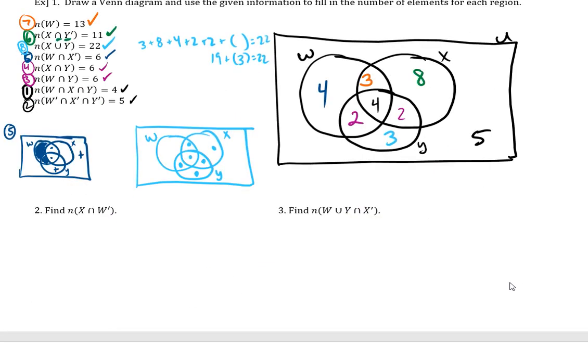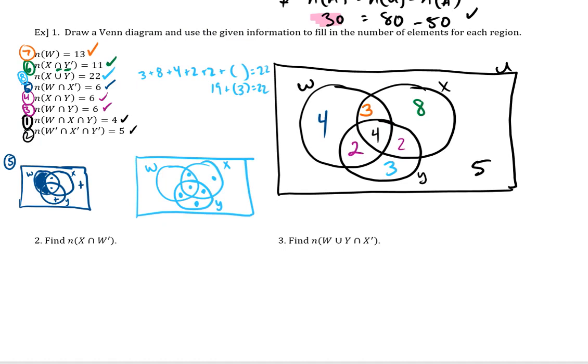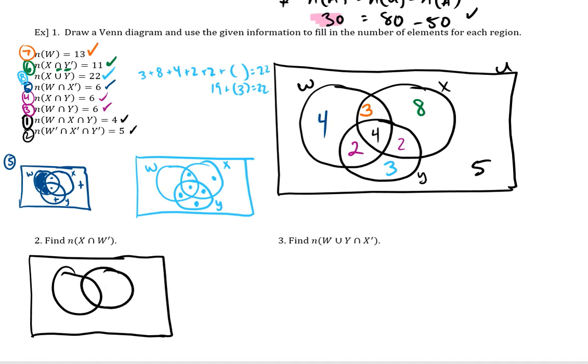All right, and then now I can answer these questions. These also maybe will take some sketches to figure out where they are. So this is saying find the number of elements that are in X and not W. So I could sketch a new one here if I need a completely clean one in case you couldn't erase, to figure out what regions they're talking about. So here's my W, X, Y.